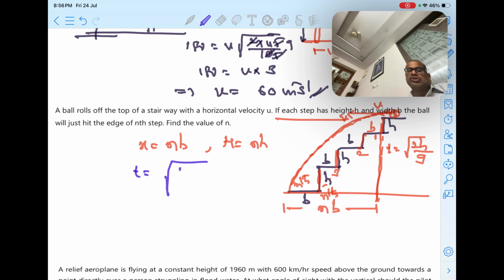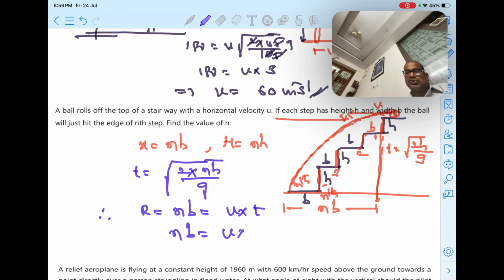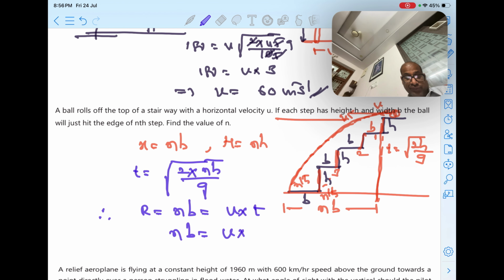So t is equal to root of 2h by g. Now therefore x is equal to r is equal to n into b, which is equal to u into t. The value of t here is root of 2 into n into h by g. Substitute there: 2 into n into h by g.